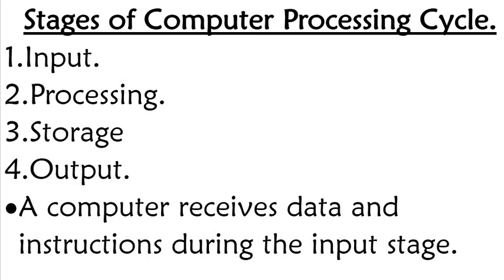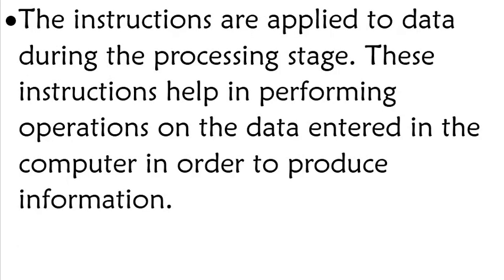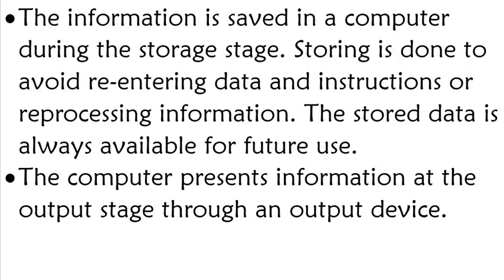Now after all this input, processing and storage, the computer can decide, according to the instruction it has been given, to now give output. Output is what the computer gives as results. That is the fourth stage, output stage. The output stage helps the computer present information. Here it is at the output stage through output devices.